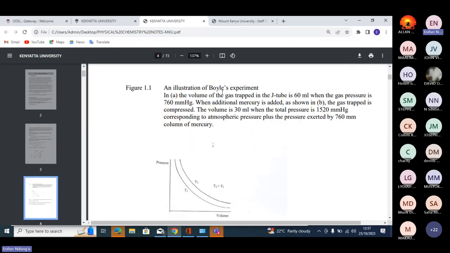So here is an illustration of Boyle's experiment. In A, the volume of the gas trapped in the J-tube is 60 ml when the gas pressure is 760. When mercury is added, the trapped gas is compressed. The volume is 30 when the total pressure is 1520, the atmospheric pressure plus the pressure exerted by 760 ml of mercury.